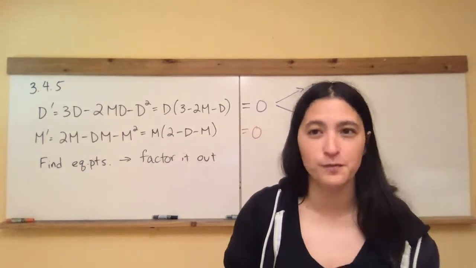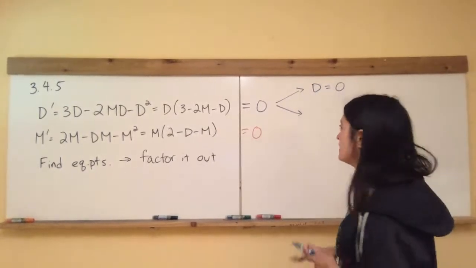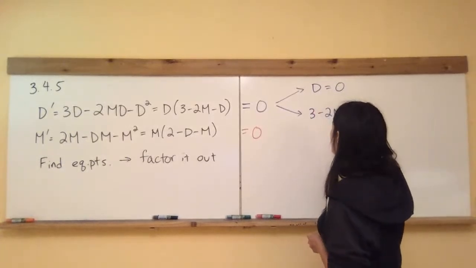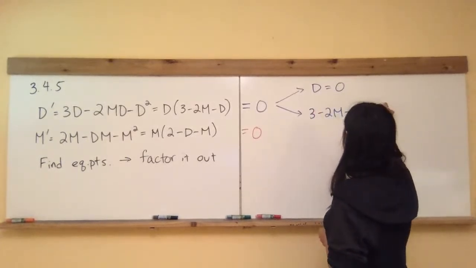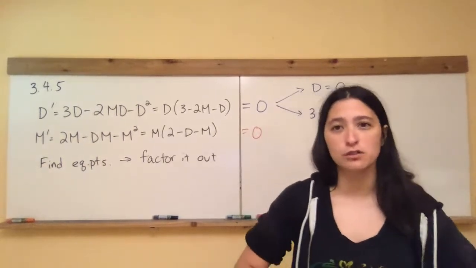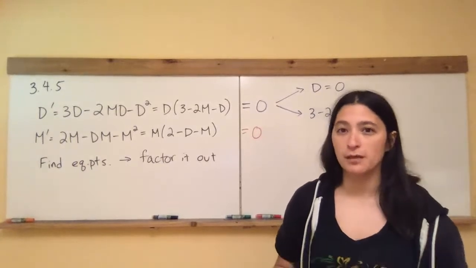Right, and then the other one is you set the other stuff inside the parentheses equal to 0. Excellent. So then the other choice is 3 minus 2m minus d is equal to 0. Perfect. Yeah, that's exactly the two choices we have for our blue. And then for red, we're going to do the same exact thing.